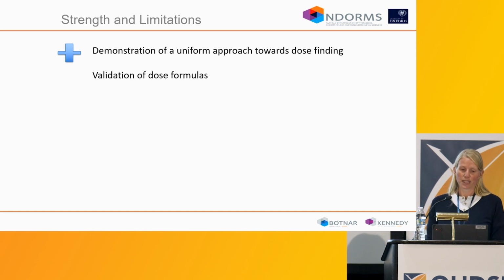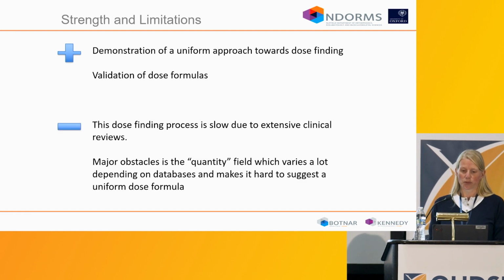In summary, we demonstrated a uniform approach towards dose finding and we validated the dose formulas. However, the dose finding process is quite slow and extensive due to clinical review. And the major obstacle we found was the quantity field, which varied a lot depending on the databases that we've seen. And this made it really hard to suggest a uniform dose formula.